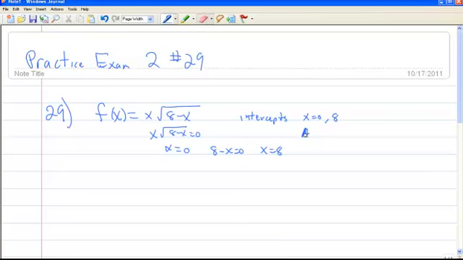I want to erase that. Come on, erase. It's not erasing. There we go.